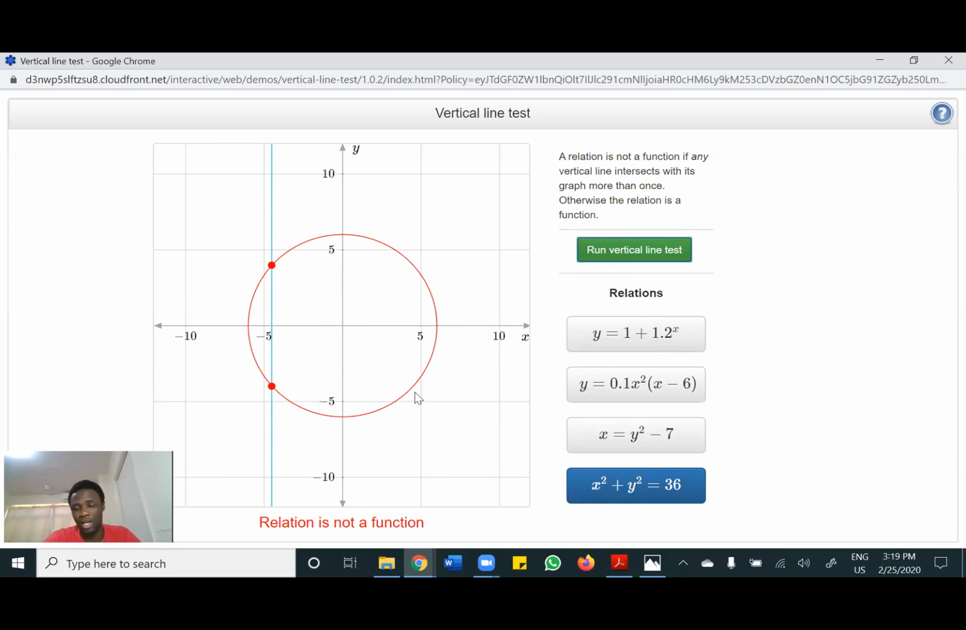So this is the vertical line test. If you have the sketch, just move a vertical line, not a horizontal line, a vertical line, and see if you can meet two different y for the same x. If that fails, the relation is not a function. If as you move throughout, it does not fail, then the relation is a function. Any questions? Anybody?